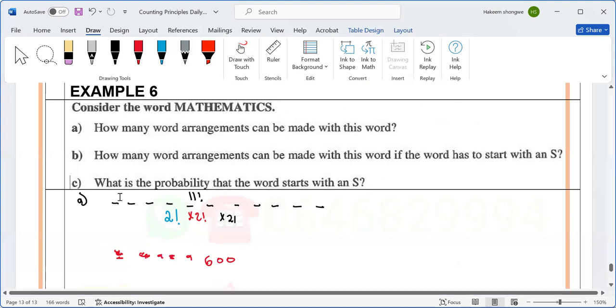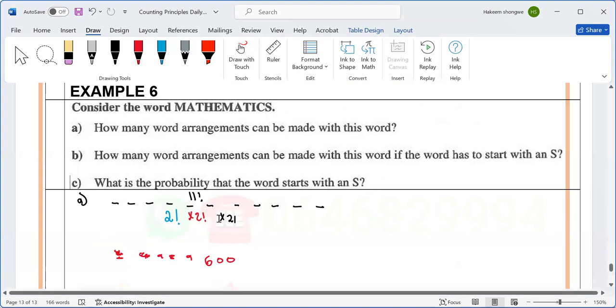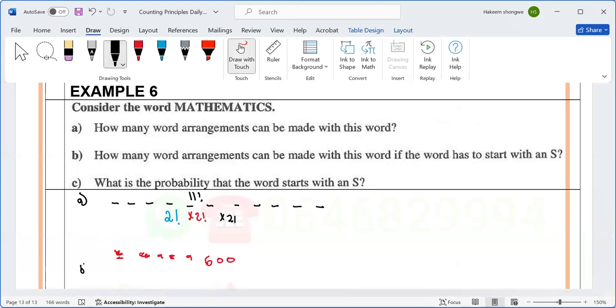Let's go to number B. They say, how many word arrangements can be made with this word if the word has to start with an S? So we're starting with an S. We have 1, 2, 3, 4, 5, 6, 7, 8, 9, 10, 11. We start with an S. How many S do you have? You put the 1 S that you have there. As soon as you have put the S, you can say, how many things do you still have to arrange from there?